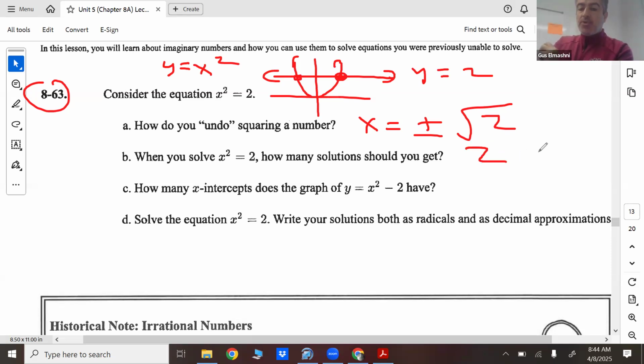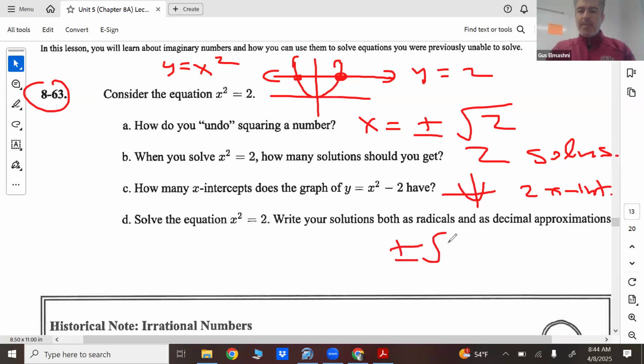So you should get two solutions for part B. Now, how many x-intercepts would you have if you graph this? Of course, 2, right? Because it looks like this. There are 2 x-intercepts. That's pretty simple, right? And if you solved it, write your answers as radicals. Well, I already did that. It's over here. And if you want to write it as a decimal equivalent, you can write it like this. I think it's 1.414. Yeah, I'm pretty sure that's right.